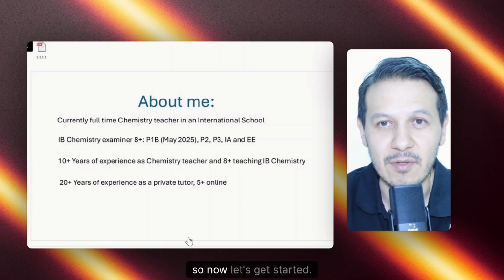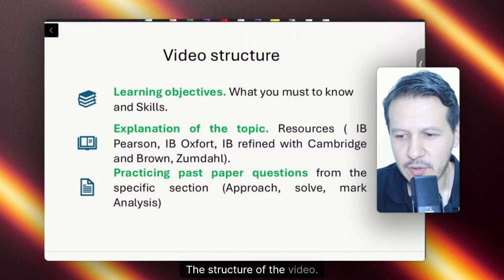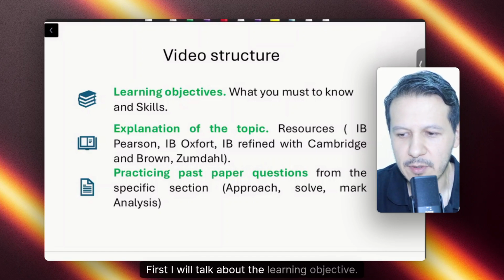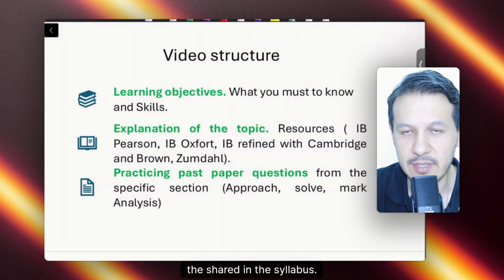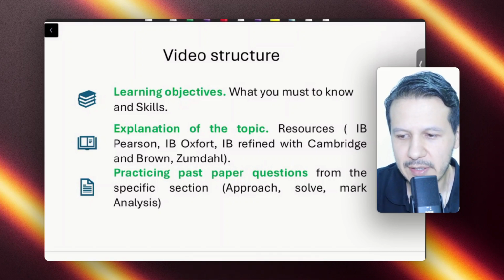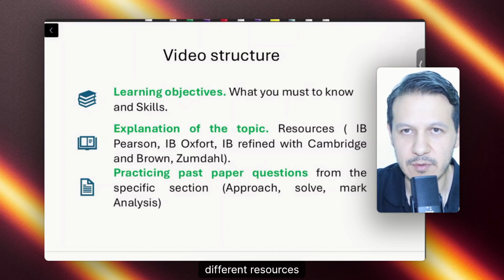Okay, so now let's start it. Okay, the structure of the video. First, I will talk about the learning objective. So the learning objective created by the IB and shared in the syllabus. Then I will explain the topic carefully using different resources.